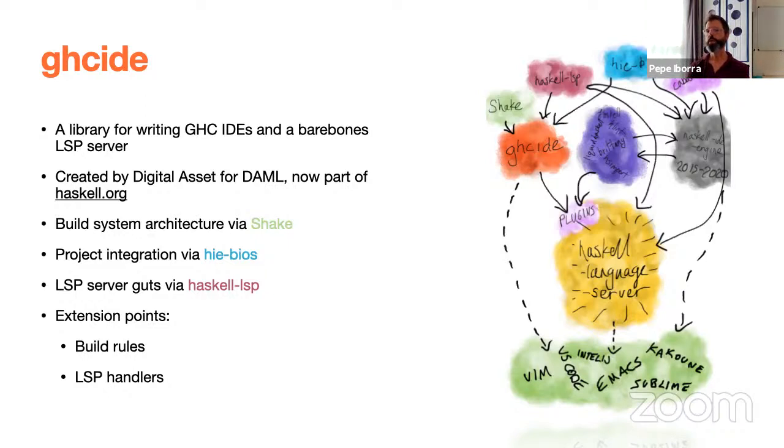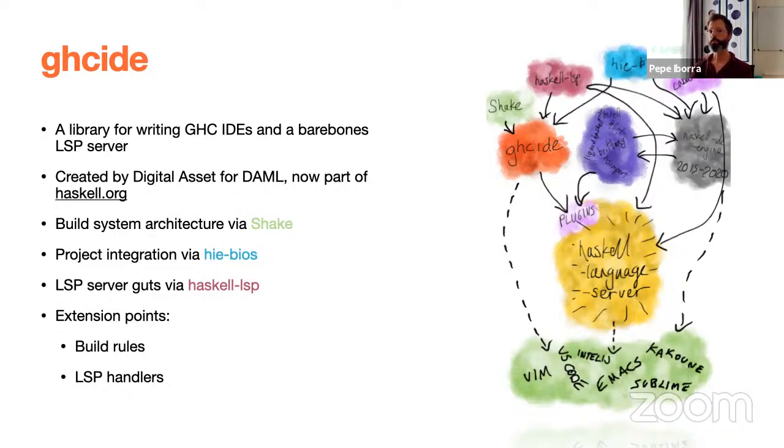And what makes GHCIDE special is that it has a very opinionated architecture built on top of a build system that drives a dependency graph where the nodes are intermediate analysis, like the parse tree of a module or the type checking artifacts of a module. And these nodes get dirtied in response to LSP notifications that communicate user events like edits or file opening or file closing, etc.